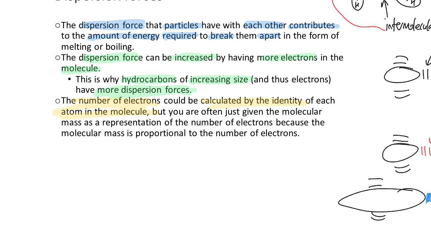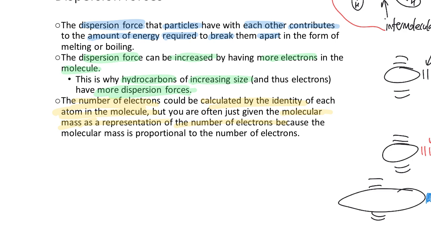But if you just use the molar mass as a representation of the number of electrons, because generally as molar mass increases, the number of electrons increases, then you can just use that as a general idea. The molar mass, which is easy to calculate, is proportional to the number of electrons and therefore proportional to the strength of the dispersion forces between them.